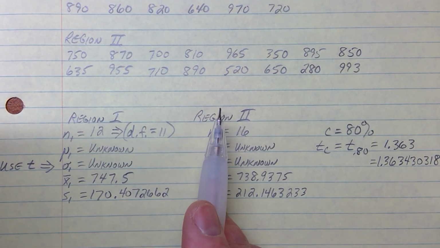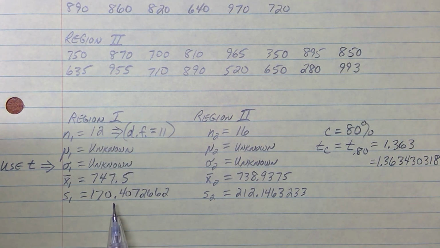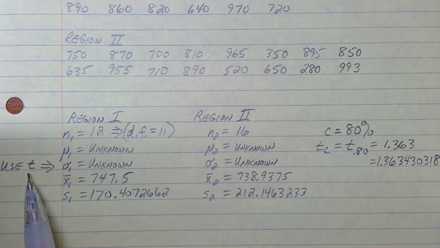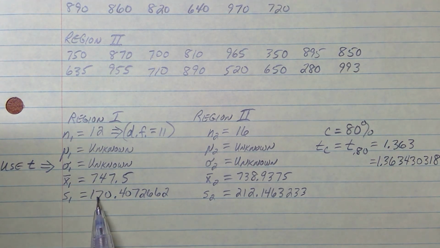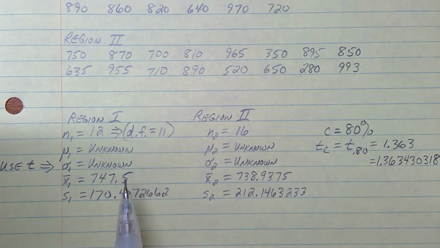So here's region 1, here's region 2, here's our numbers. We don't know anything about the population. We don't know the average, and we don't know the give or take. We don't know the standard deviation. If you don't know sigma, then you use the T table. These came off our calculator. Pop those numbers into your table and have it calculate one variable statistics.